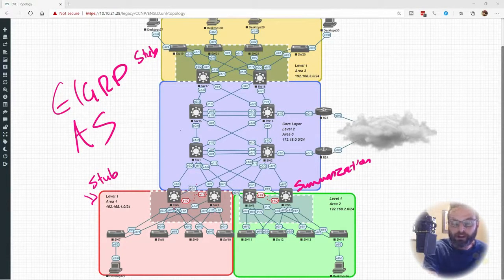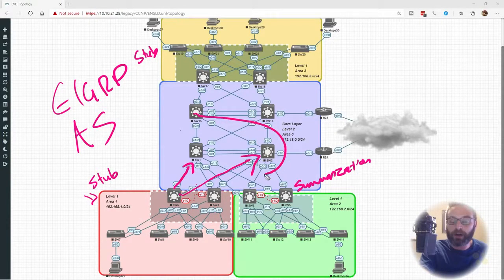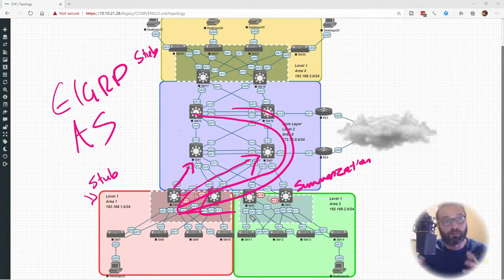For instance, right here on switch 6, let's pick on switch 6 for a second. I may perform summarization right here on E0/0 destined towards switch 1, but if I don't perform summarization on E0/1, guess what happens? All of the more specific prefixes get advertised out E0/1, and I've now engineered all of my return traffic to be coming in this direction, because the more specific prefix will always win, won't it?